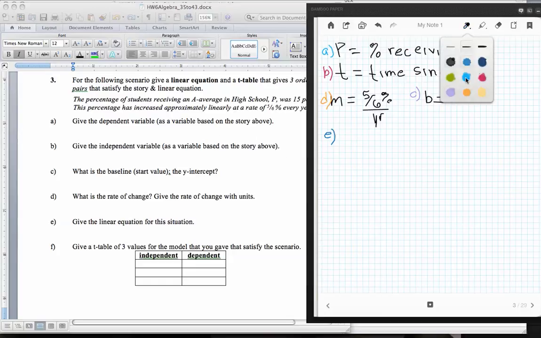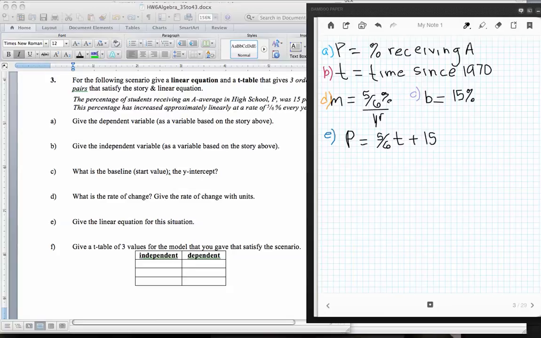So my linear equation is going to start out with P because that's the dependent, and that's going to be equal to my slope, which is 5/6, times my independent, which is T, and then plus my y-intercept, which is 15. And so there's my equation, as E asked for. Now F, I'm going to use 3 values to model this. So in my next one, my F, I'm going to put in a t-table here, and I'm going to do my independent T's and my dependent P's.